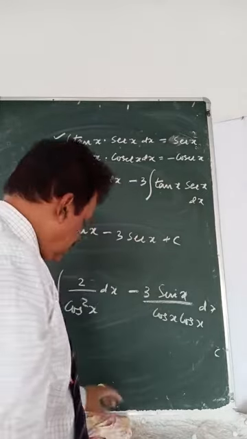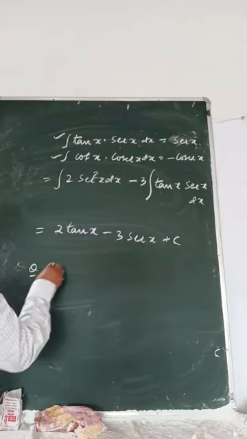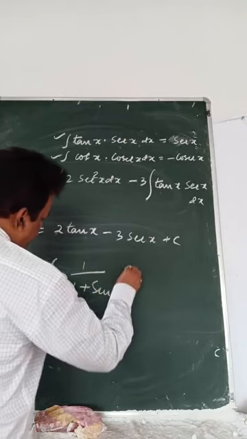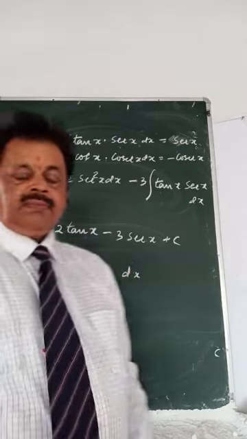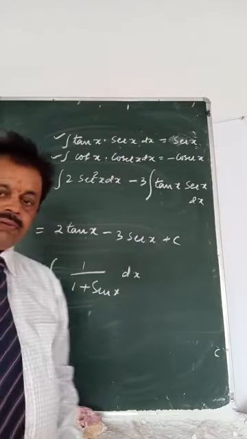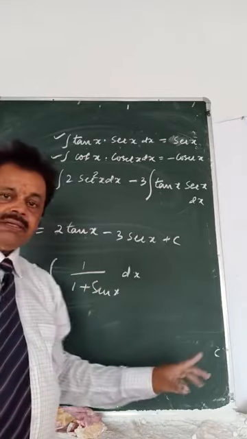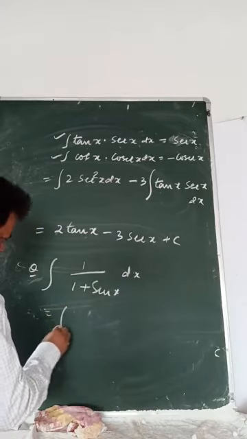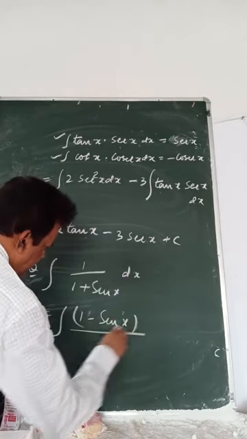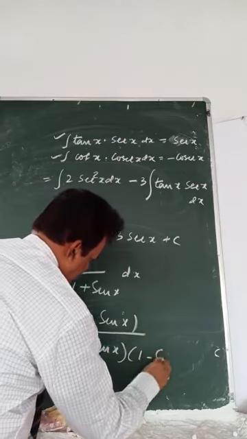Okay. See another question. If I get a question here, integrate 1 by 1 plus sin x. What to do? Because here the problem is this division we don't know. So let's try to multiply by its conjugate. Conjugate means you get 1 minus sin x, multiply the denominator 1 plus sin x by 1 minus sin x.